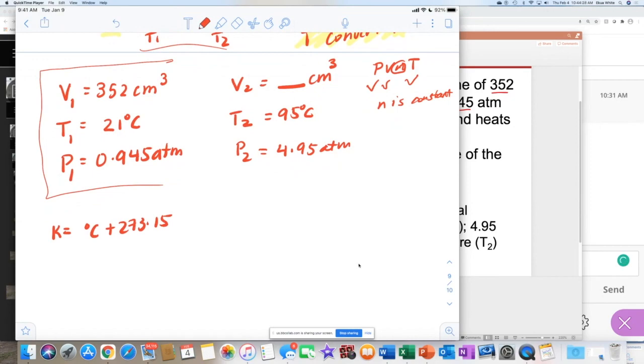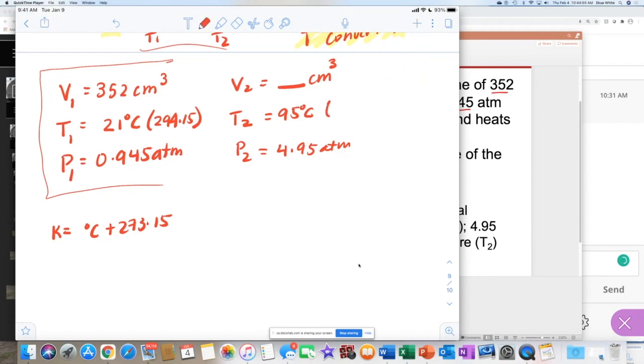I don't have a lot of space here, so I'm going to say 21 plus 273.15. Oh, calculator, come on. So this is the same thing as 294.15. Ooh, I said 4 and I wrote 9. Okay, and then let me erase this here.